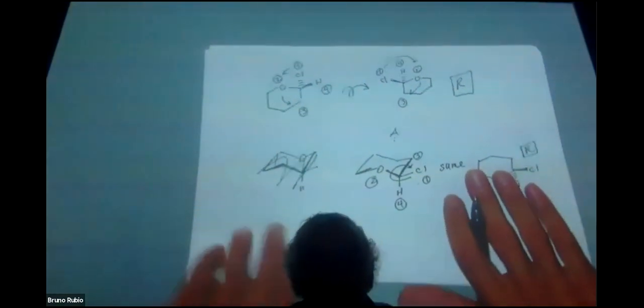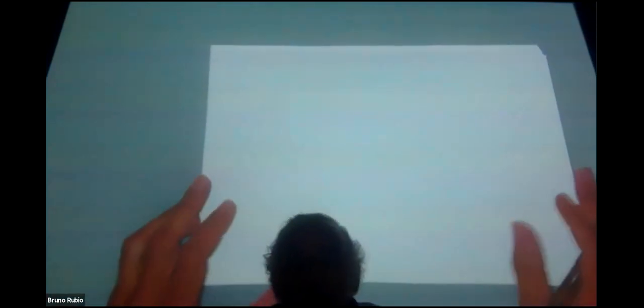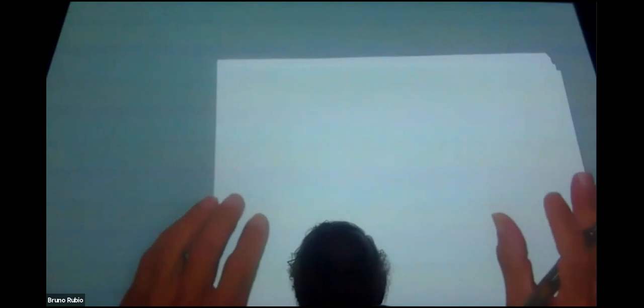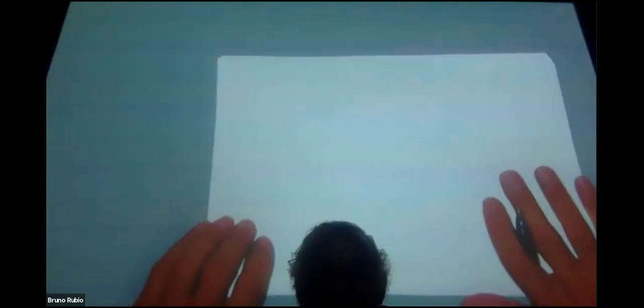All right, so let's see. Let's try an R and S on a Newman projection. Sure, why not?